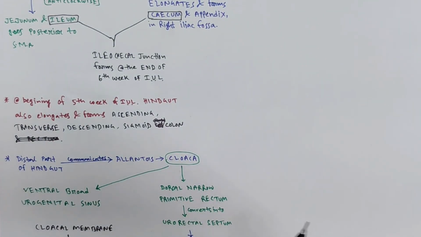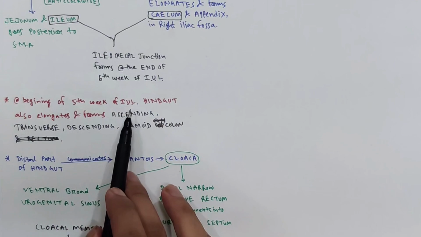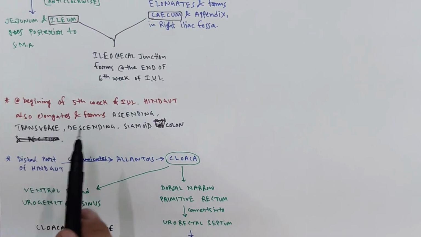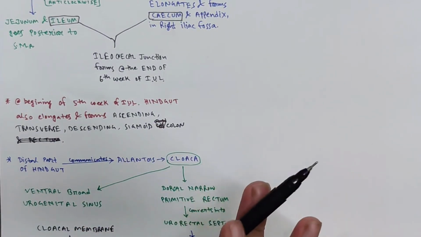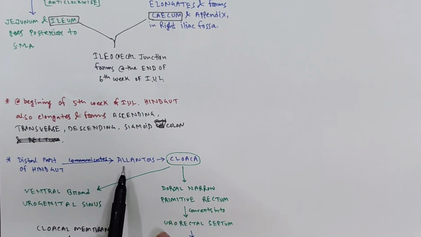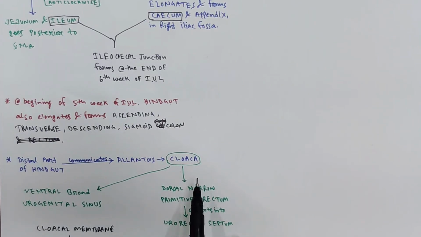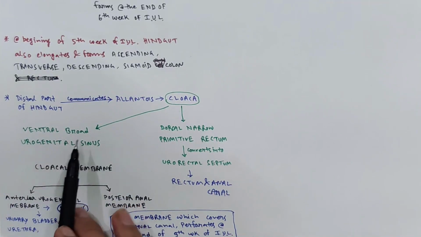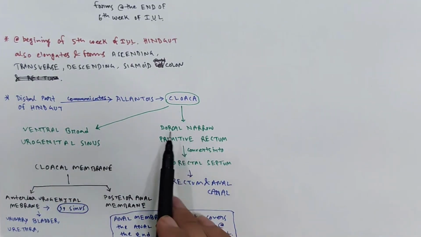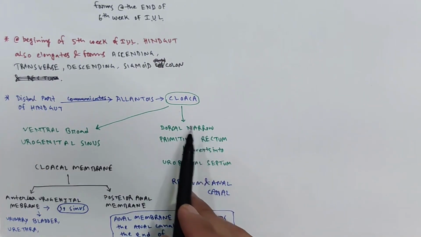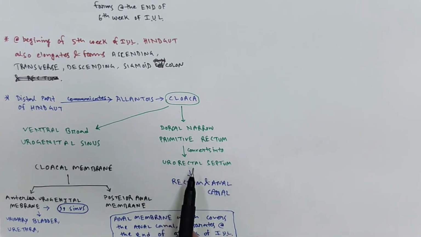Another point. At the beginning of the 5th week of intrauterine life, we get the hindgut, which elongates and forms the ascending colon, transverse colon, descending colon, and sigmoid colon. That's it, up to the sigmoid colon. Now, the distal part of the hindgut communicates with the allantois, and it forms the cloaca. Now, this cloaca divides itself into two parts: one is the anterior, ventral, broad urogenital sinus, and the other is the dorsal, narrow primitive rectum. Now, this dorsal narrow primitive rectum is separated by the urorectal septum, and this ultimately forms the rectum and anal canal.